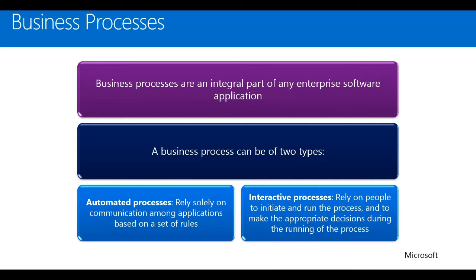Dynamics CRM has two types of processes. We have automated processes that are based on actions or results of working in the system, and we have interactive processes that are initiated and run by the end user. Automated processes consist of workflow, custom workflow activities, and plugins. Interactive processes consist of dialogues.